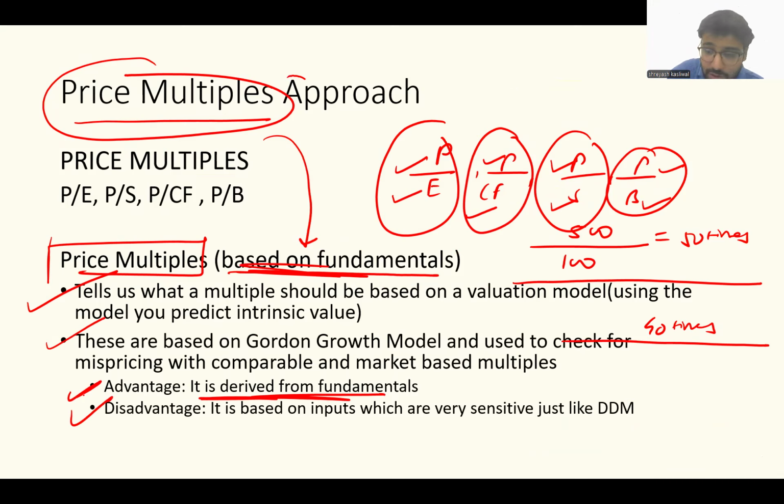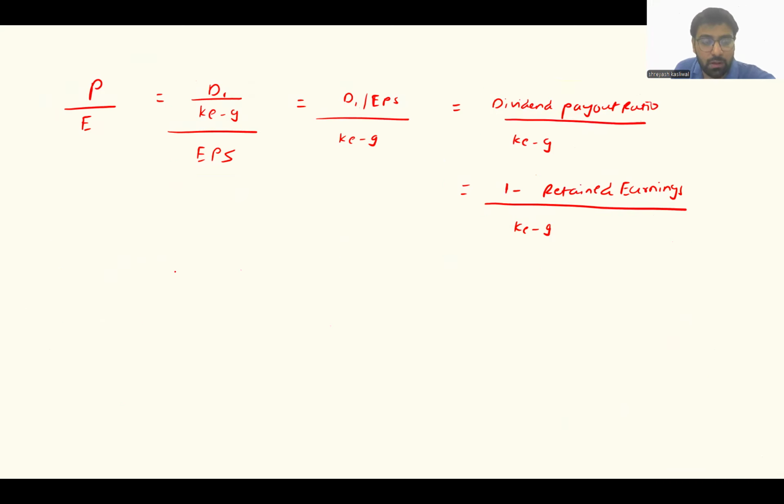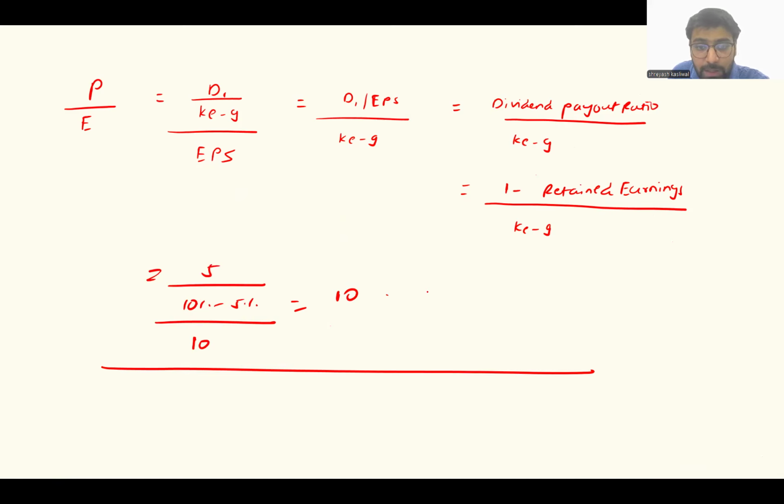Sir, what is the disadvantage? Let's take a quick example right here. Sir, let's say my dividend per share is 5, KE is 10%, the growth rate is 5%, and my EPS is 10. This comes to 5 divided by 0.05 divided by 10. That comes to 10. So, sir, my P to E ratio comes to 10, which is my P to E ratio based on fundamentals. Okay, sir, we get this.